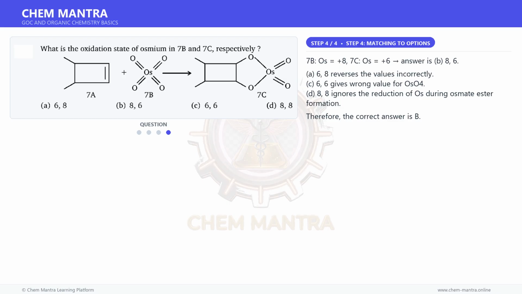Answer is B, 8, 6. A, 6, 8 reverses the values incorrectly. C, 6, 6 gives wrong value for OsO4. D, 8, 8 ignores the reduction of Os during osmate ester formation.